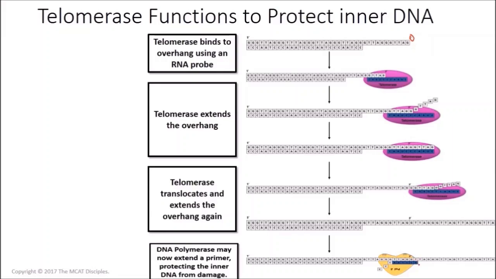Now Pol delta can get a primer there and extend and actually protect the inner portion of DNA. So what we do is we just extend the telomeric sequence, and then once we have enough sequence to get a primer down, Pol delta can fill in the primer and protect our inner DNA from damage, the DNA that actually is important to us, because this telomeric sequence doesn't code for anything. This is literally to protect us from our inner DNA that actually codes for something. We don't want to ruin the sequence of that inner DNA, but we don't care about this DNA.